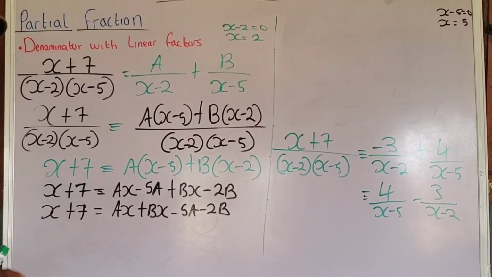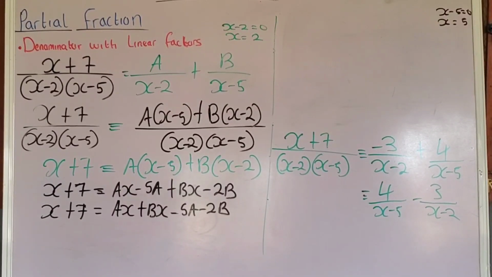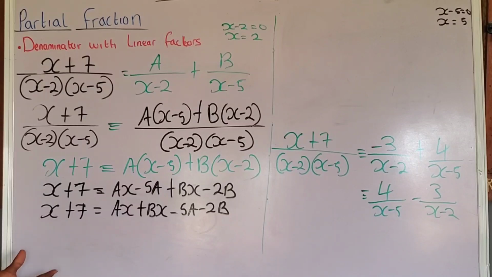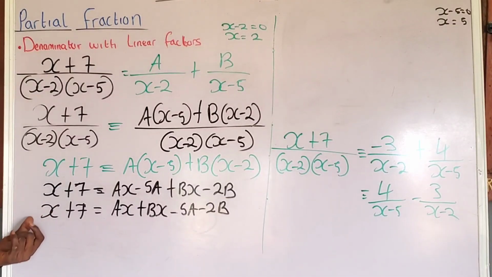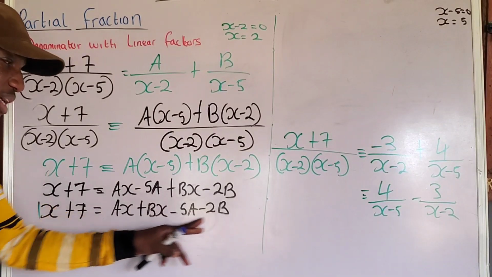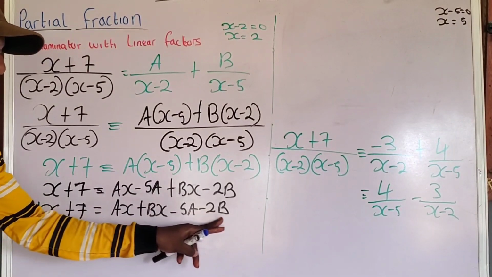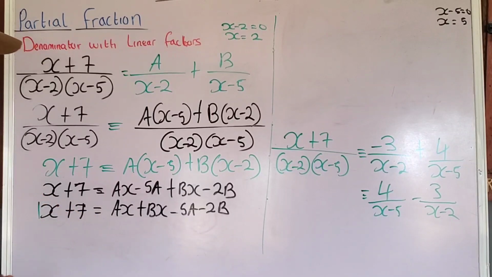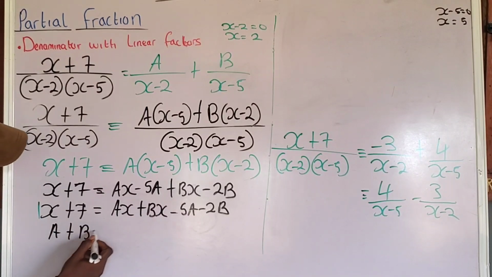Please, I want you to pay attention at this point. Now, if you compare the left hand side of this equation with the right hand side, you will discover that there are some values that are attached to x here. What is the coefficient of x in this left hand side? The coefficient of x is an invisible one. You understand? Even though they didn't put it there, it is an invisible one. Now, for those values that are not attached to x, we have minus 5a and minus 2b. They are not attached to x. So now, if you compare the left hand side of the equation and the right hand side of the equation, we can say that a plus b is equals to 1.